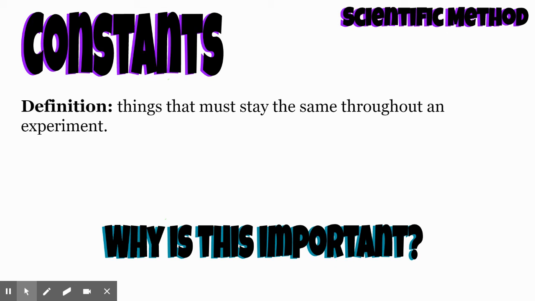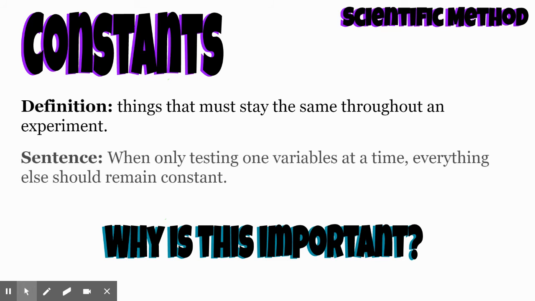If we change too many things, then we're not going to know: was it the temperature, was it the amount of water, was it the music? What affected those plants and their growth? So when we're making an experiment, testing only one variable at a time, everything else should remain constant, which means we don't change any of it. And that's really important because we need to know how that independent variable, and only that independent variable, affects a situation.